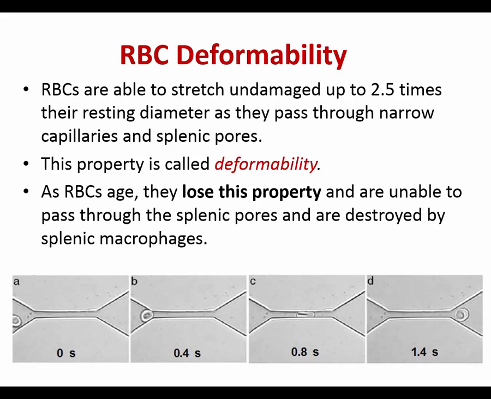As the red blood cell becomes older, this ability is compromised. Now you understand why the spleen is the site where these older red blood cells are going to be sequestered and recycled. Okay? The concept of deformability is the ability of the red blood cell to change its shape.